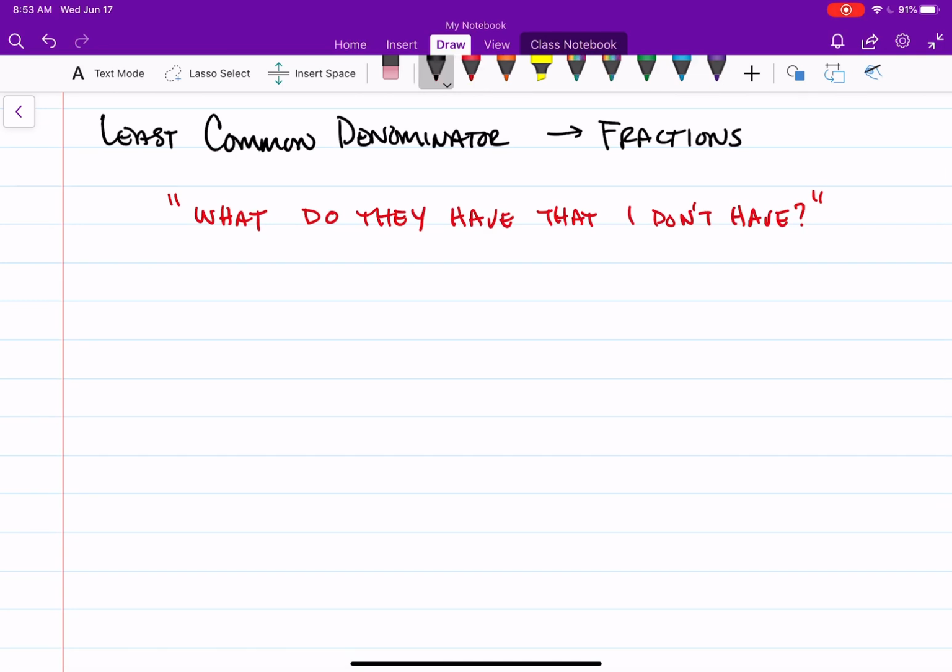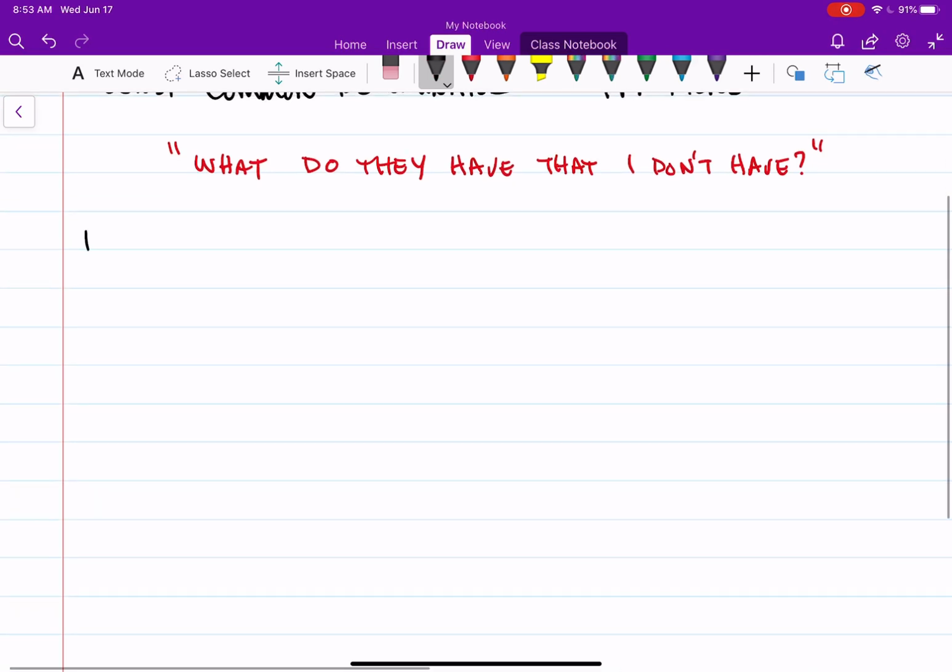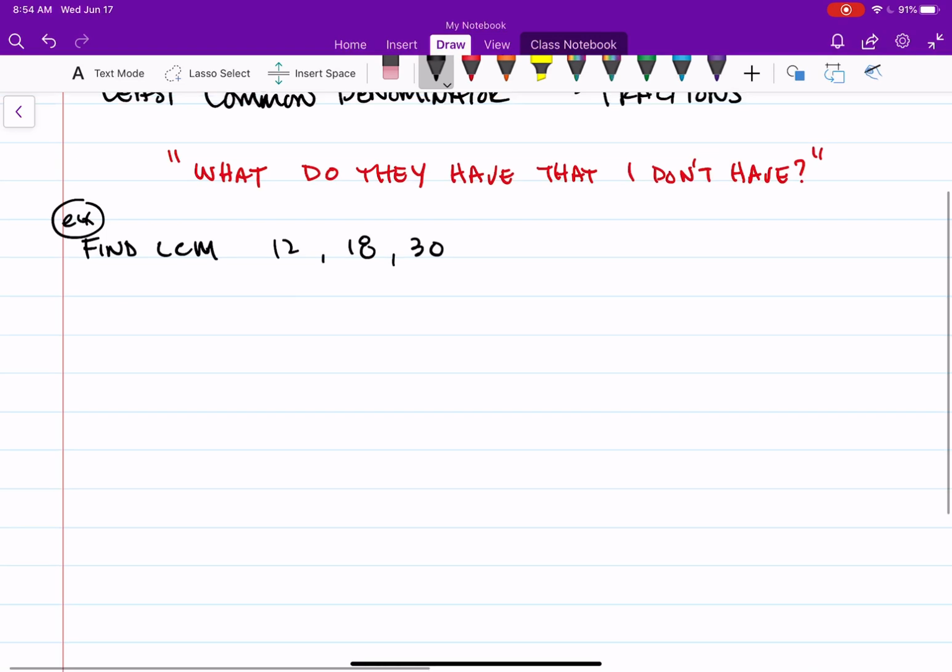So let's say, for example, it says find the LCM of 12, 18, and 30. So again, these are just regular numbers, so that's why it's called the LCM. If these were fractions, like 1 over 12, 4 over 18, and 7 over 30, and you're adding them together, now they'll ask for the LCD. But this is just plain old numbers, 12, 18, and 30, and they want to know, what is the LCM?